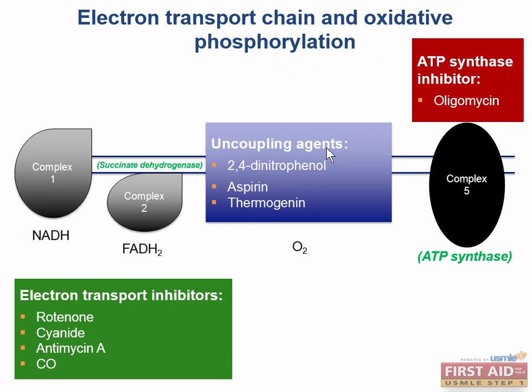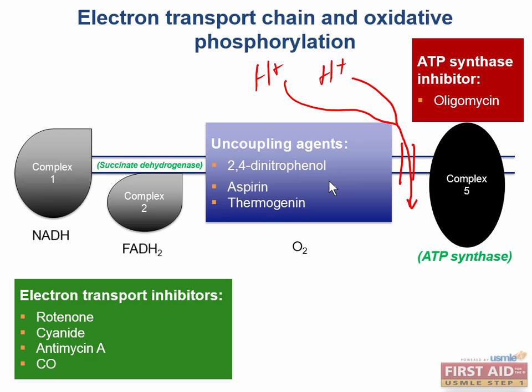And then lastly, how do uncoupling agents work? Well, our uncoupling agents such as 2,4-dinitrophenol, which was used as a weight loss agent, aspirin, and also thermogenin, which we'll find in brown fat, these three are going to increase the permeability of the inner membrane. So remember our double blue line here is our inner membrane. So this is going to allow protons to sneak through this inner membrane without actually going through complex 5 to create our ATP. We're increasing the permeability of this membrane.